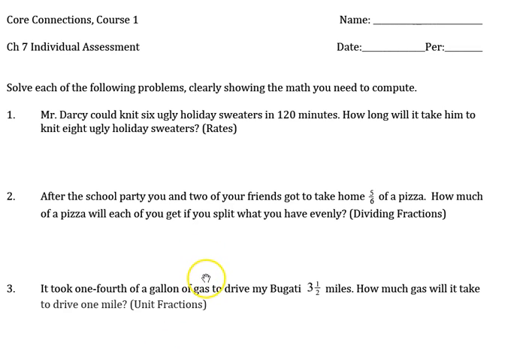Number 3 says it took 1/4 of a gallon of gas to drive my car 3.5 miles. How much gas will it take to drive 1 mile? Again, I can't stress enough, make your prediction first. If it's 1/4 of a gallon to drive 3.5 miles, how many gallons to drive 1 mile? Well, it's going to be less than 1/4 of a gallon. It's going to be maybe around 1/3 of 1/4 of a gallon. So that would be like 1/12 of a gallon, in that range.